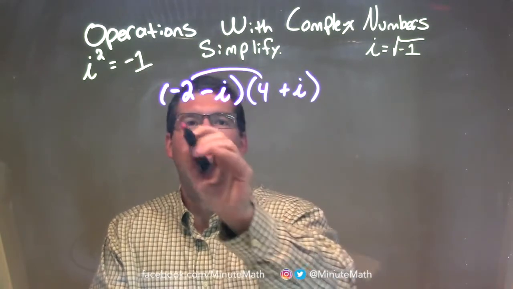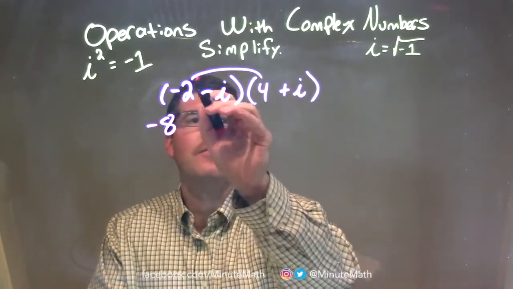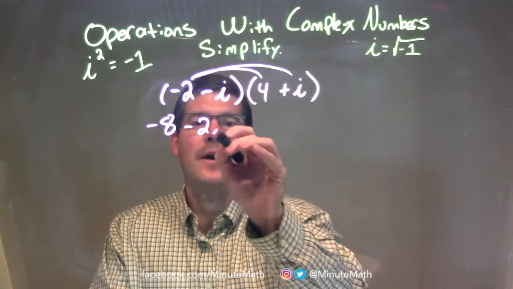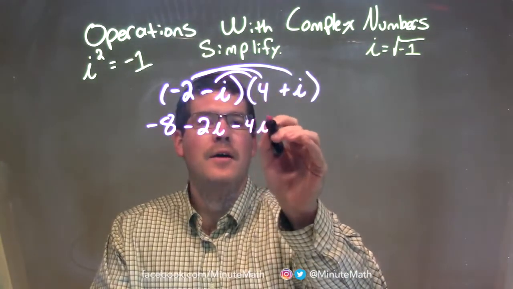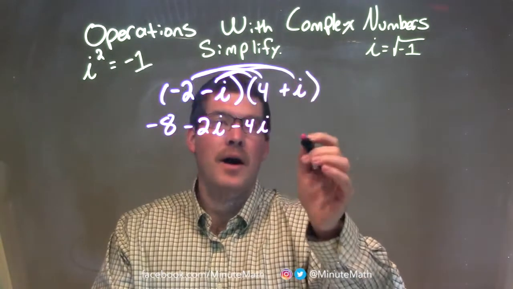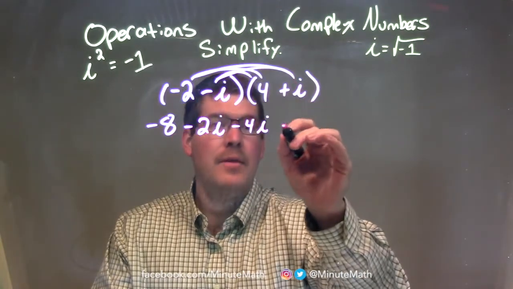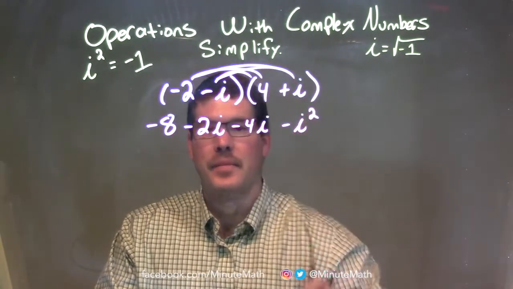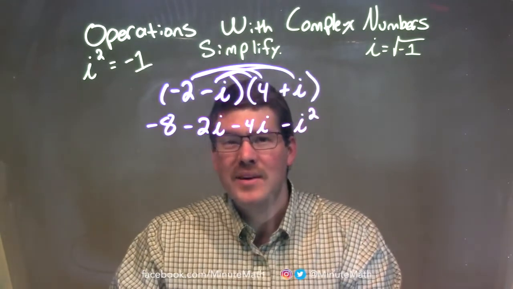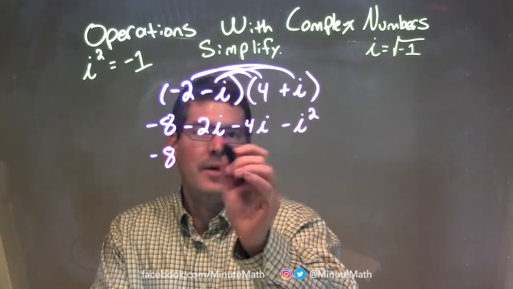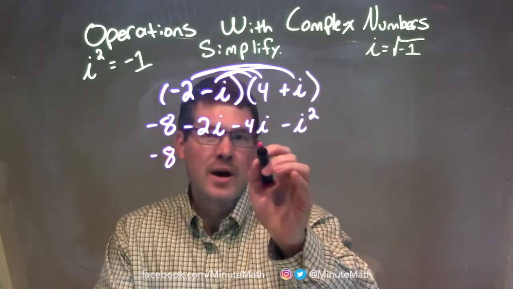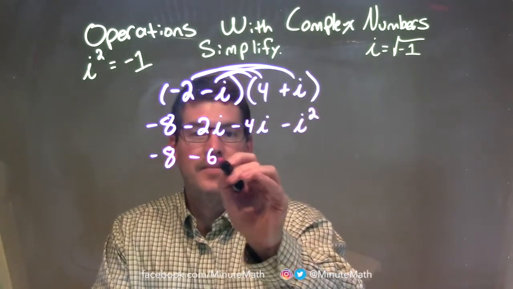Minus 2 times 4 is a minus 8. Minus 2 times i is a minus 2i. Minus i times 4 is a minus 4i. And minus i times an i is a minus i squared. Okay? So now we just need to simplify so we can combine some things. Well, minus 8 is just out there, but a minus 2i and minus 4i come out to be a minus 6i.